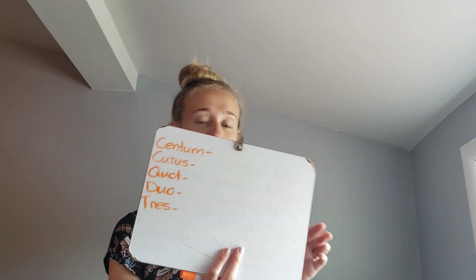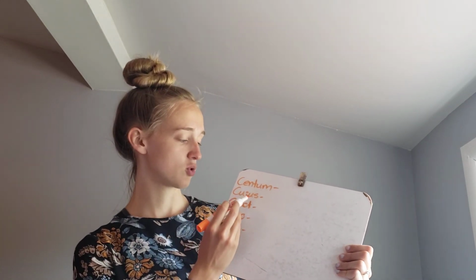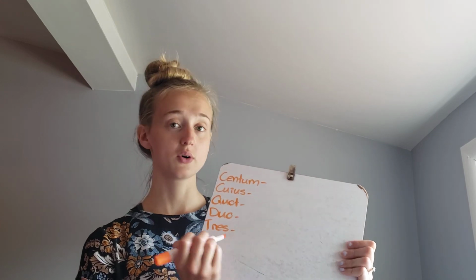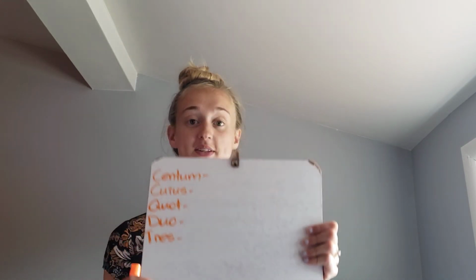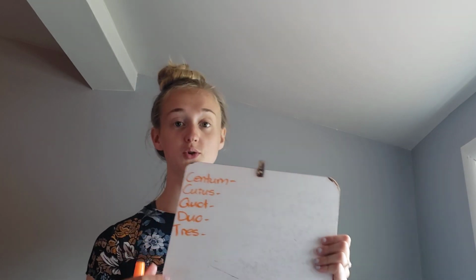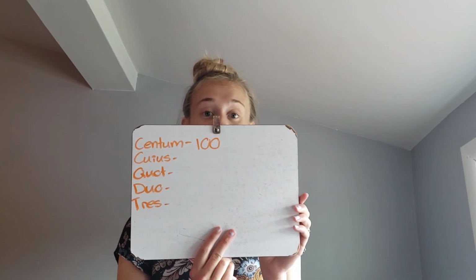All right, hopefully you had a chance to go ahead and do that, and we'll go over those words together. Those 5 words are centum, cuius, quot, duo, and tres. We'll start with centum. What does centum mean? Remember, we learned this translation last week when century was our word of the week. That's right, centum means 100, because a century is 100 years.